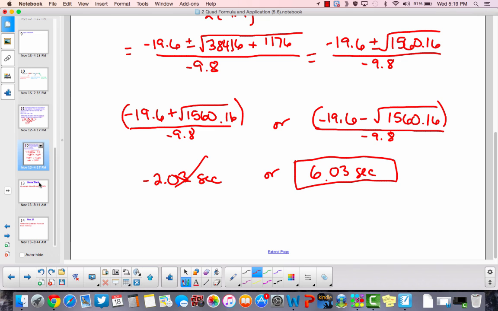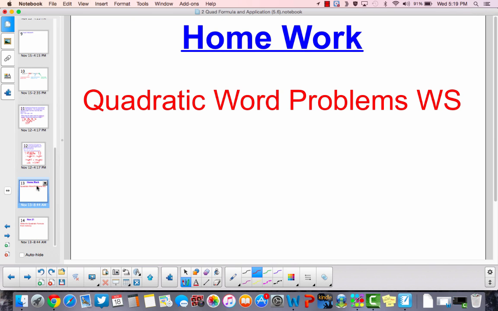All right, so for tomorrow, you have a worksheet that's going to practice some more quadratic word problems. Again, it's just like we've been doing before Thanksgiving break. If it's asking for maximum height, what are you looking for? If it's asking for when it hits the ground, what are you looking for? If it wants to know when it's a specific height, what do you do? Work on this. Remember, you have a PC tomorrow.